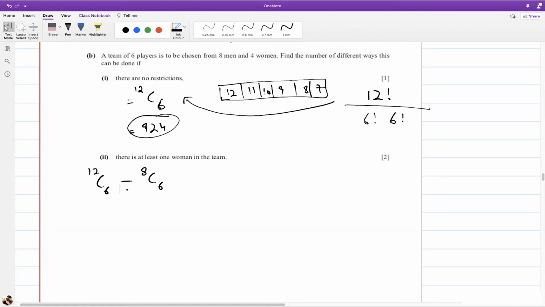So a much easier method for that would be कि मैं पहले ये पता करूं कि देखो total ways of picking a team is 924, and how many ways of picking a team with no women on them? All of them in. So there are 8C6 ways of doing that. You have a 6-man team. And none of them are women. No women players. So when you subtract that from 924, you'll get all the ways of picking a team in which there's at least 1 woman.